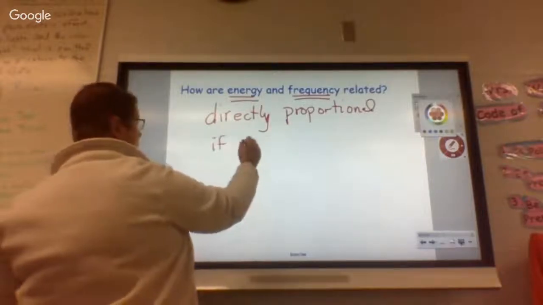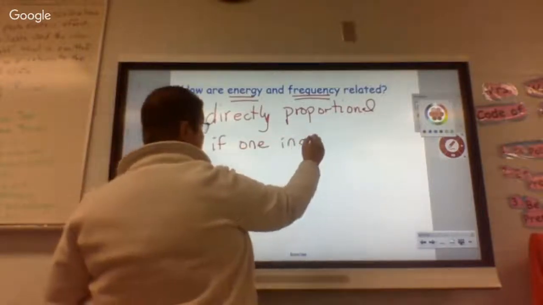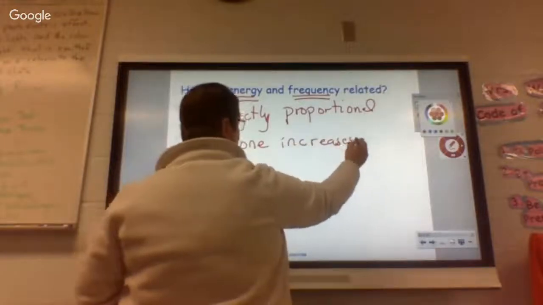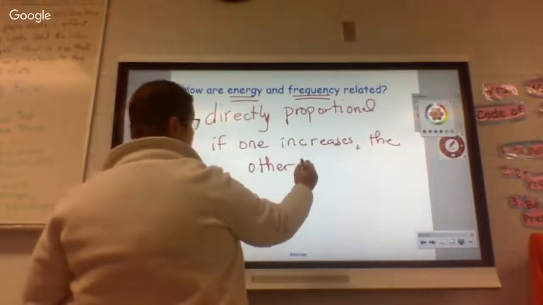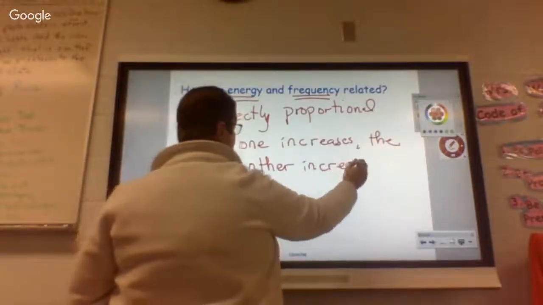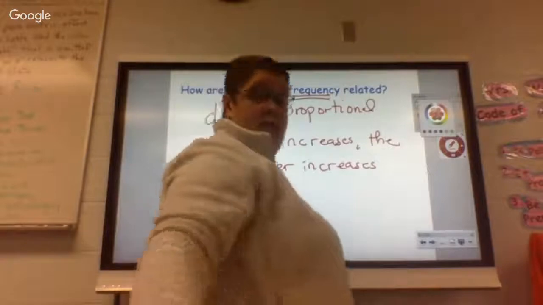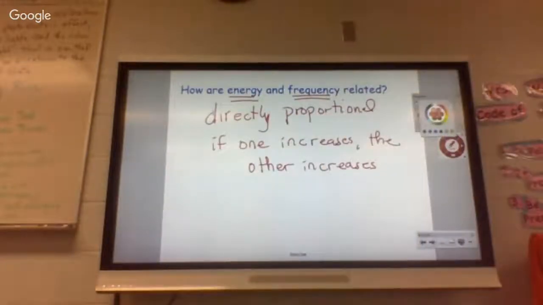If one increases, the other increases, because you need energy to have frequency. So if your frequency of light goes up, the energy of light goes up. The higher the frequency of light, the greater the energy of the light. The lower the frequency, the less energy of the light.